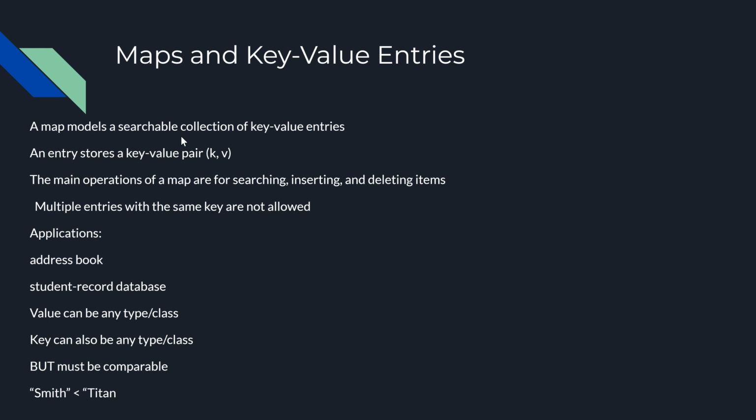Map and key-value entries. A map models a searchable collection of key-value entries. An entry stores a key-value pair. The main operations of a map are searching, inserting, and deleting items. Multiple entries with the same key are not allowed.